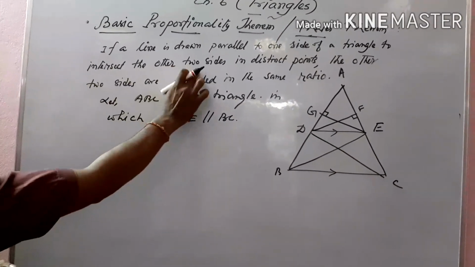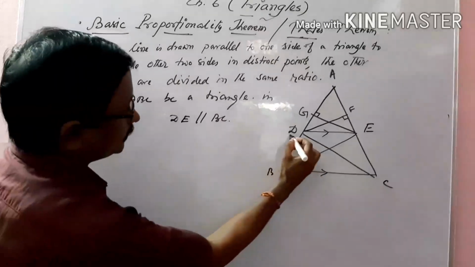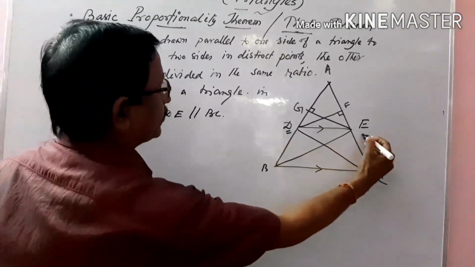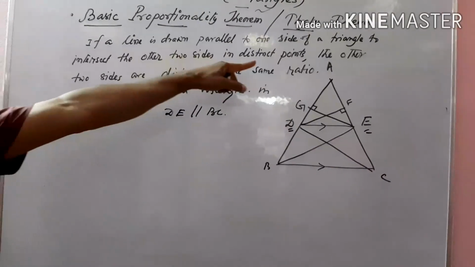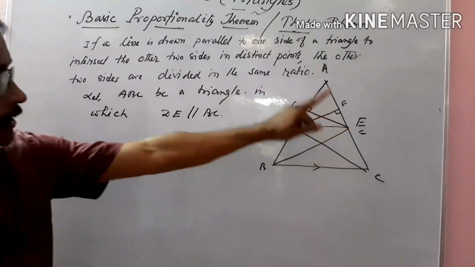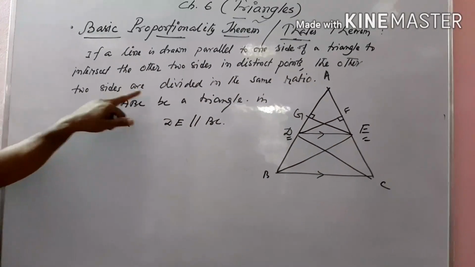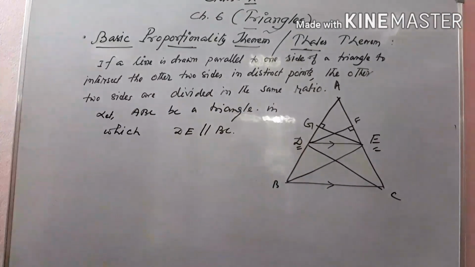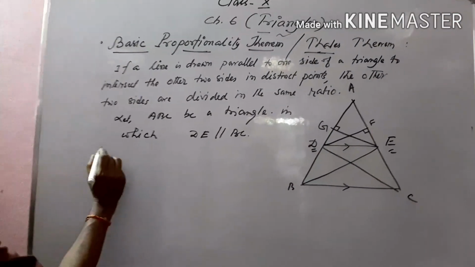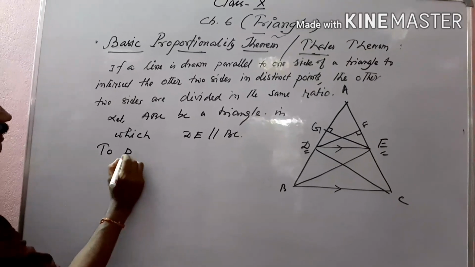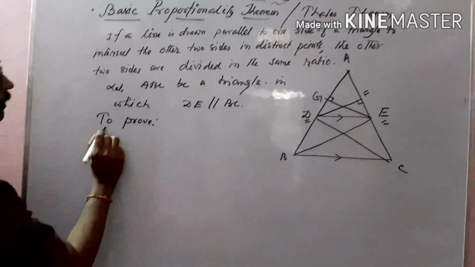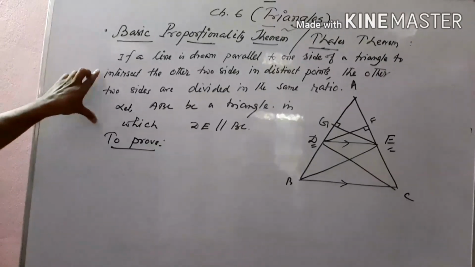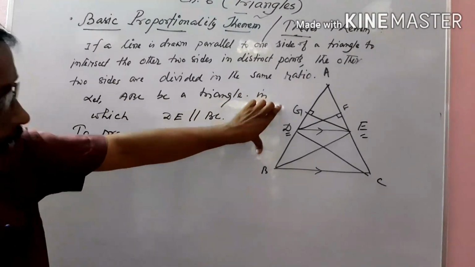It intersects the other two sides. So where are the other two sides intersected? One point is D, another point is E, two distinct points. The other two sides are divided in the same ratio. So what do we have to prove? We have to prove this, the statement, and whatever I have shown in the figure.